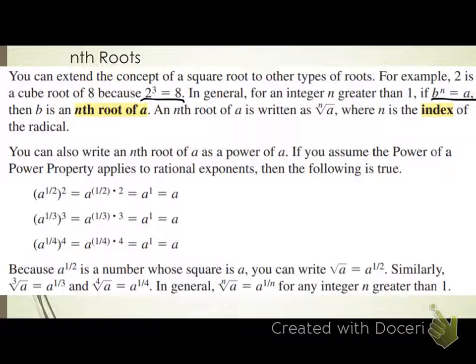You can also write an nth root of a as a power of a. If you assume the power of a power property applies to rational exponents, then the following is true. So if I have a to the 1/2 power raised to the 2nd power, if you have a power raised to a power, we got to go back to our exponent rules. We would multiply these two things. So that's what this is doing right here, 1/2 times 2, which is just 1. So a to the 1/2 squared is just a. Same thing down here. A to the 1/3 cubed is also just a. A to the 1/4 to the 4th is just a.